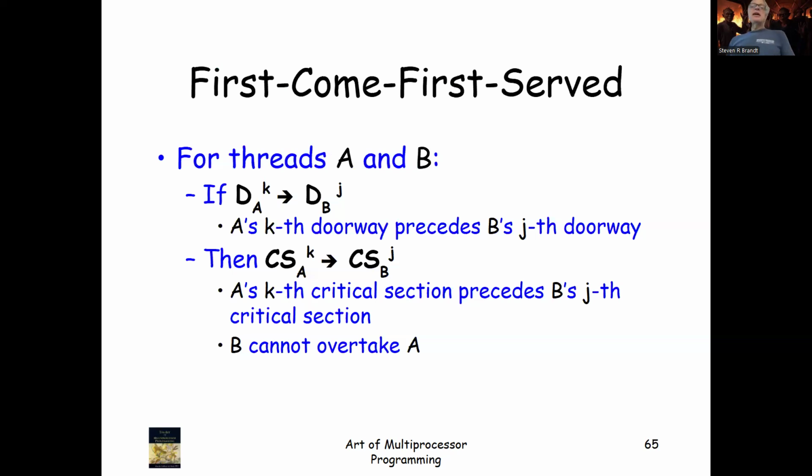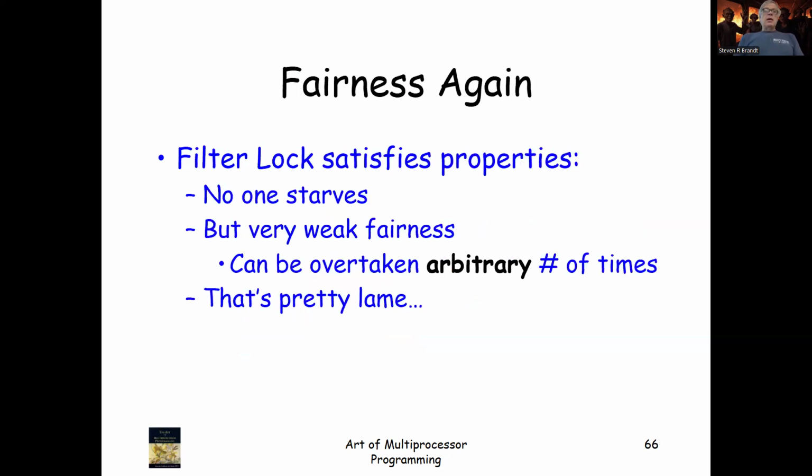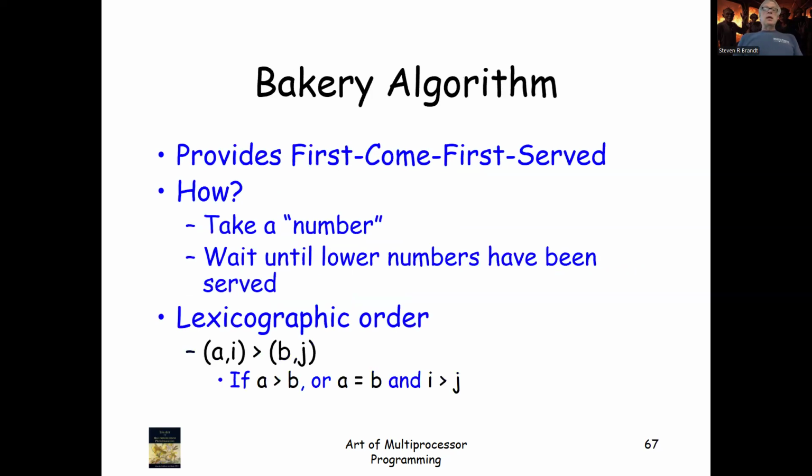So for threads A and B, if the doorway of one thread completes before the other's doorway, then that thread's critical section will run first. If thread A enters the doorway first, then thread A's critical section will run first, and B cannot overtake A after they get in the door. Make sense? The filter lock satisfies the property that no one starves, but it has very weak fairness. The bakery algorithm is going to give you first come, first served. And the question is, how does it work?